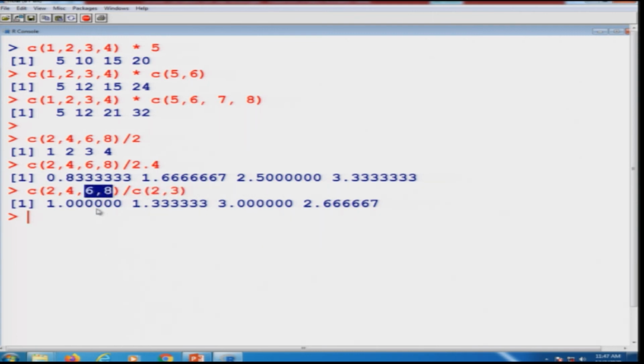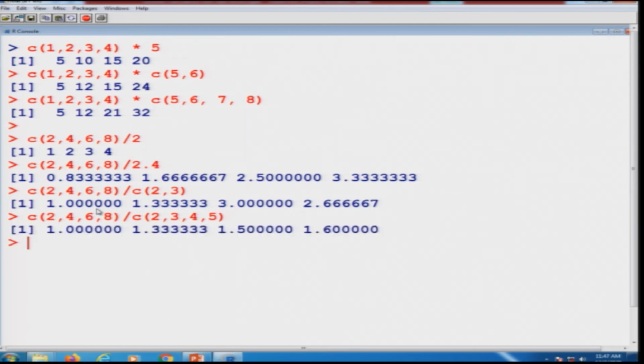So, this is the final outcome. If you take the same number of elements in both data vectors, you can see that the 2, 3, 4, 5 in the second data vector will divide the numbers 2, 4, 6, 8 in the first data vector, and you will get this outcome.